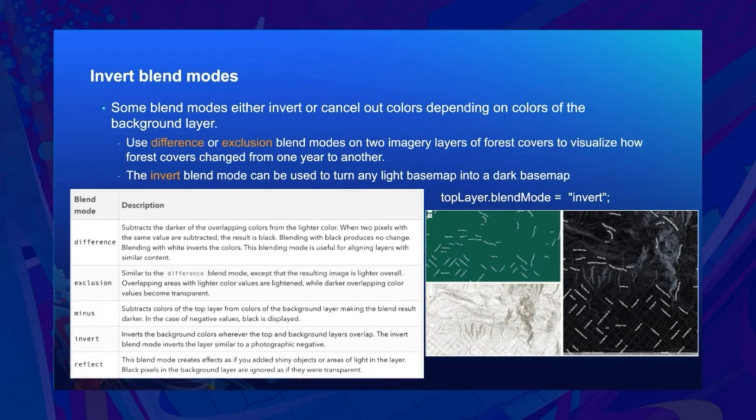Invert blend mode can be used to turn any light base map into a dark base map with, again, one line of code. So in the screenshot here, we have a light base map, and over it we have a green feature layer, and we are going to use the invert blend mode on the top layer, and as a result, we have a dark base map.